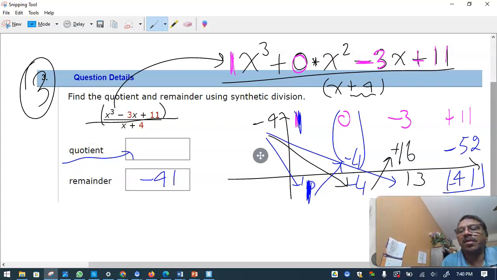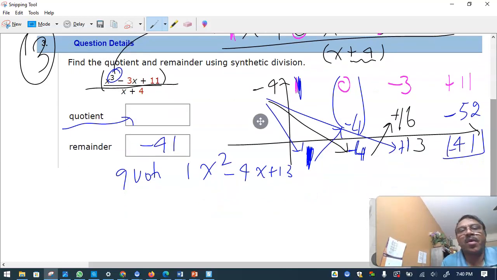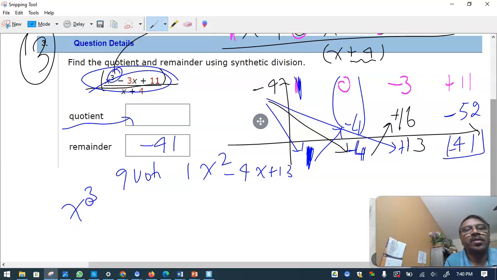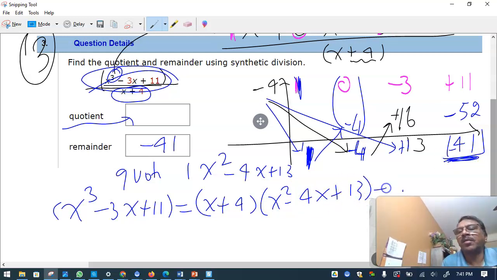Now you have the numbers -4 and 13, so your quotient will be 1, and then x squared, because there is a 3 here and so you reduce it by 1. So x squared minus 4x plus 13 and you're done. But if you want to write it in the Euclidean form, this whole thing should be written: x cubed minus 3x plus 11 equals the divisor x plus 4 times the quotient x squared minus 4x plus 13, and the remainder is minus 41, and you're done.